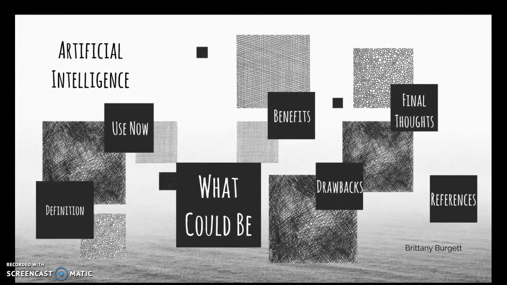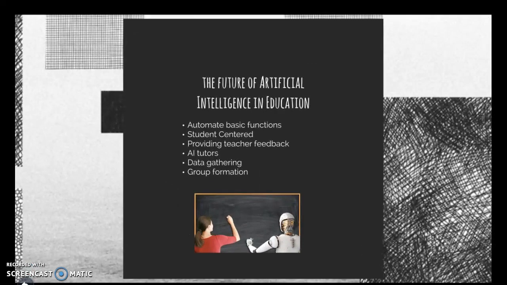So now let's talk about what could be, how we could use artificial intelligence in our education system. So one way that we could use artificial intelligence is to automate basic functions such as grading. We could have these programs input our grades for us so we don't have to spend time doing that. Artificial intelligence can also make instruction very student-centered. It could provide us with the areas that students struggle with, and it could also work with those students to improve those areas. It can create learning that is very tailored to the needs or the interests of the students.